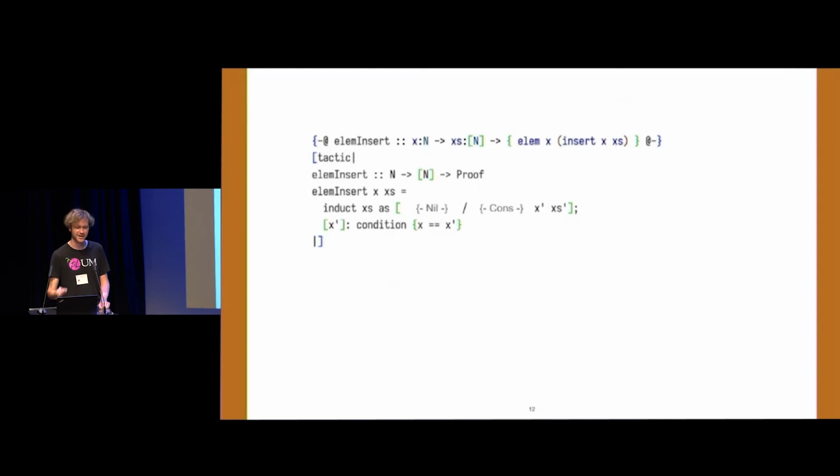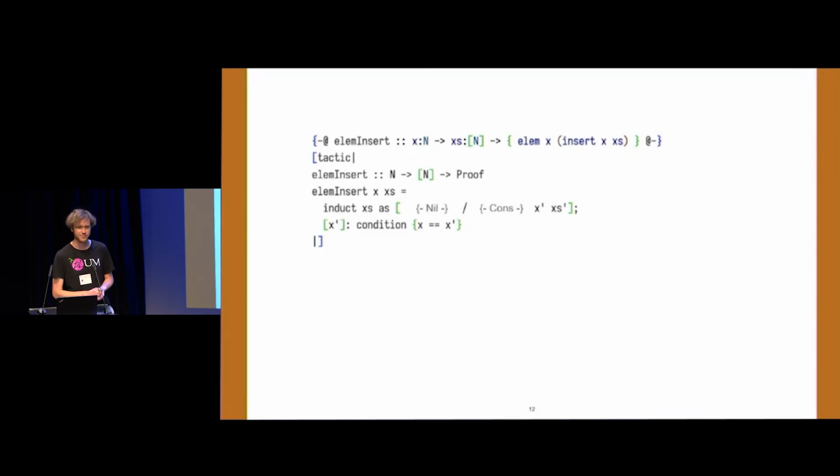So you want to say, okay, I'm going to do induction on XS, and then this notation here is just for giving names to your arguments, in a similar way to how Coq's induction tactic works. And then, only in the case where we have X prime in scope, we want to condition on whether or not X is equal to X prime. If X is equal to X prime, well, then that means that X is at the head of our list, so we're done. We know that it's an element.